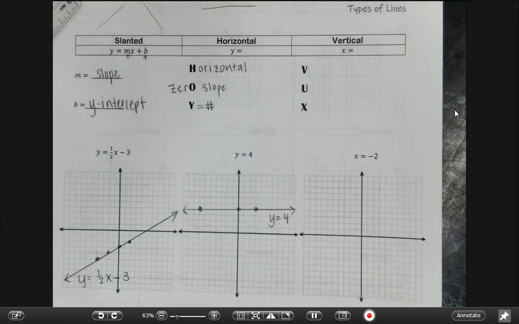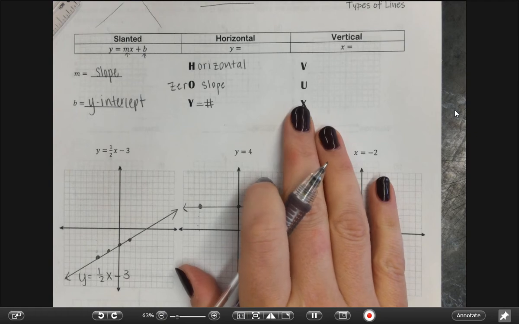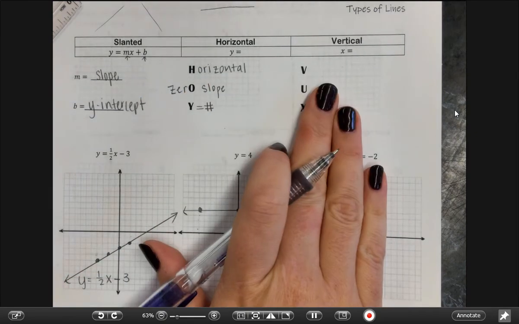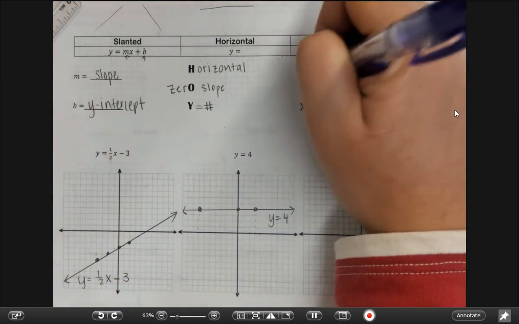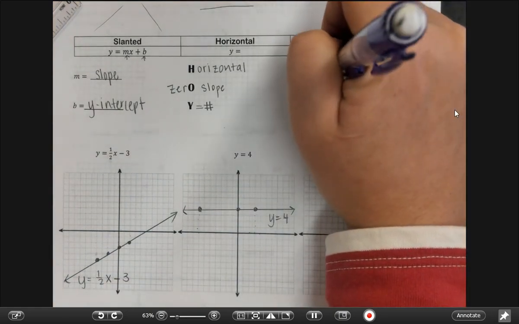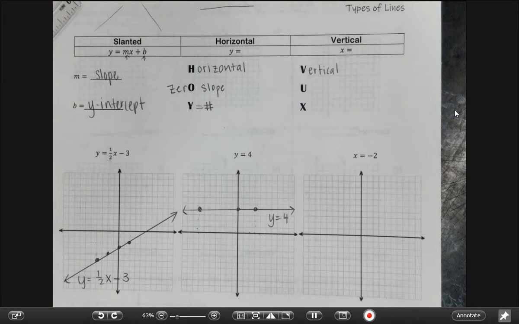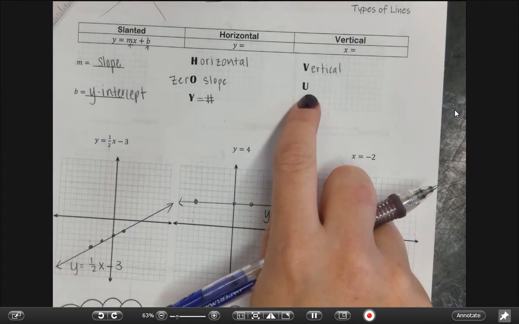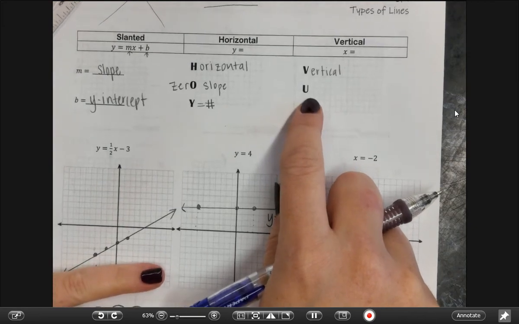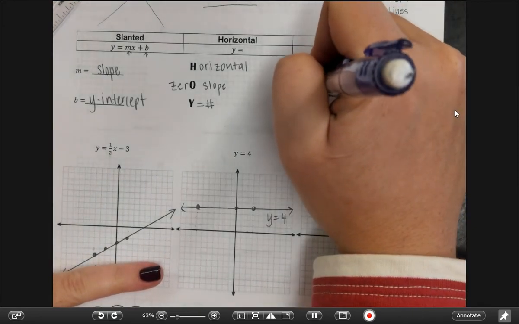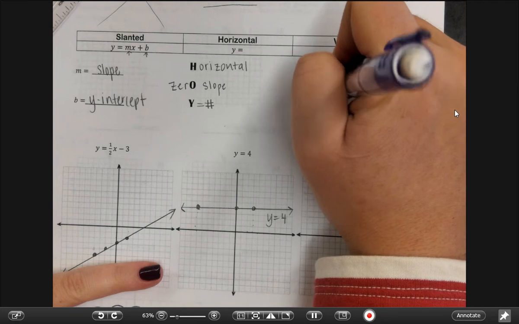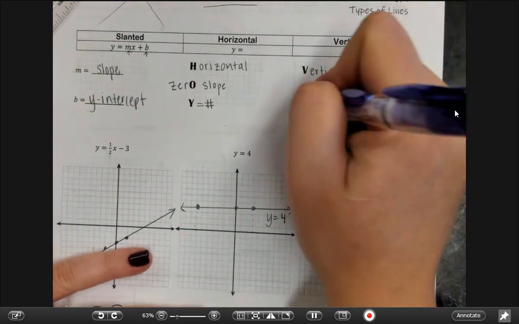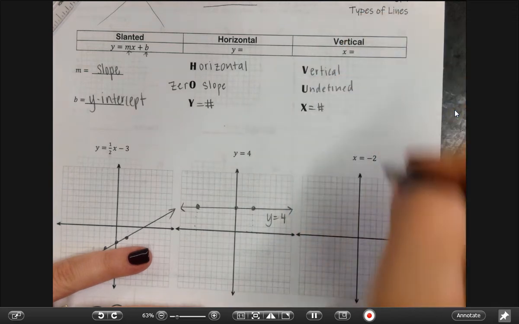We have vertical lines. So this is VUX, okay? So HOI for horizontal, VUX for vertical. The V stands for vertical, okay? And what's happening with this U for vertical lines? The U stands for undefined. Okay? Vertical lines have undefined slope, and it's always x equals a number, okay?